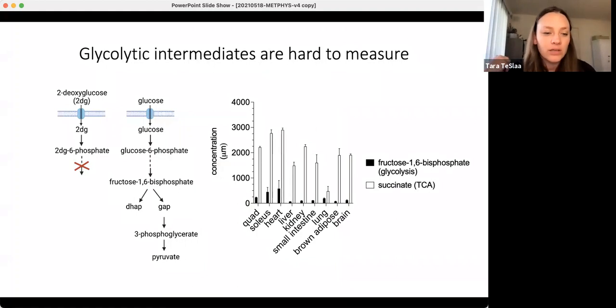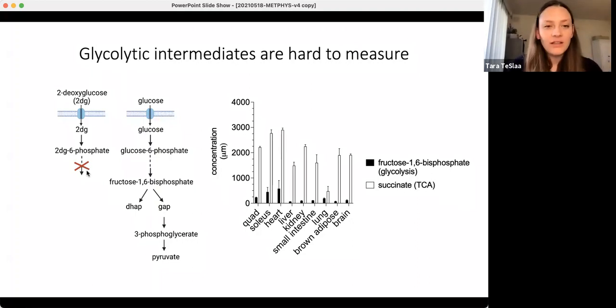One is that the workhorse of studying glucose metabolism is 2-deoxyglucose. This is an analog of glucose that can be taken up into tissues and phosphorylated, but cannot be catabolized downstream in glycolysis. This is really powerful because we can measure the accumulation of the phosphorylated 2-deoxyglucose in tissues over time to measure glucose uptake and phosphorylation. However, its disadvantage is it can't be used to study downstream glycolysis.